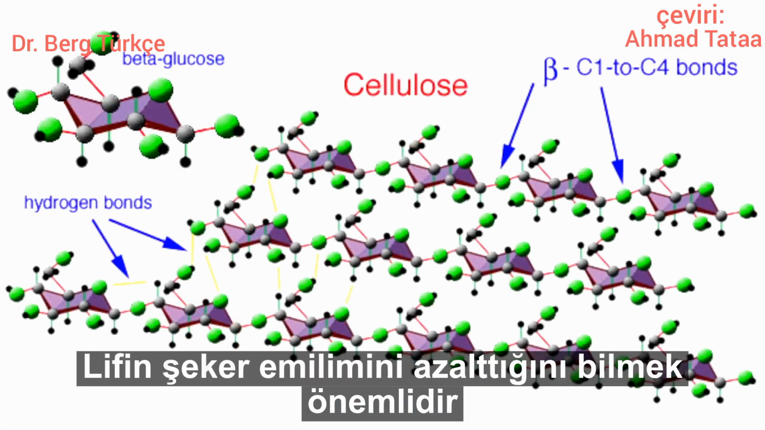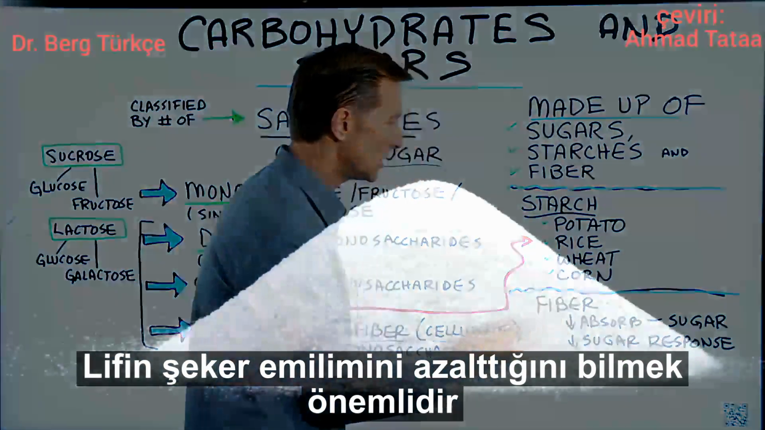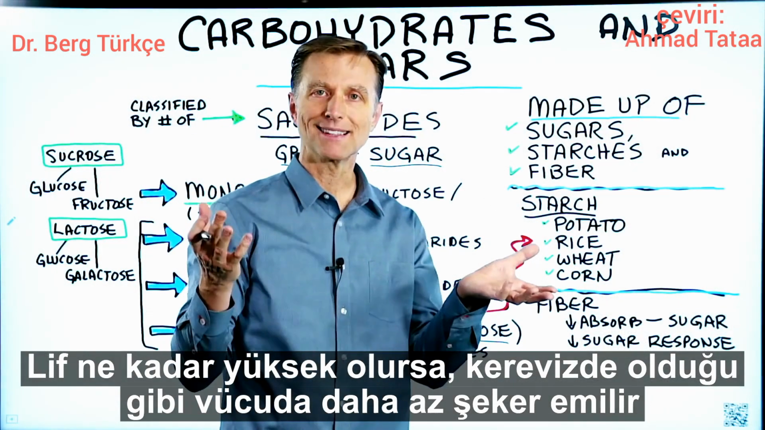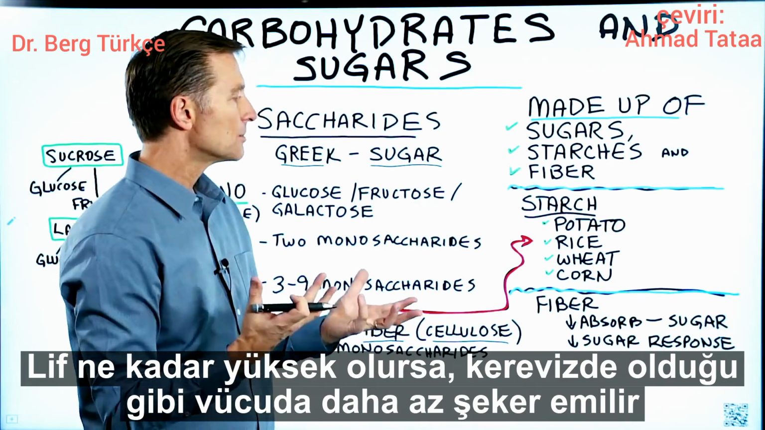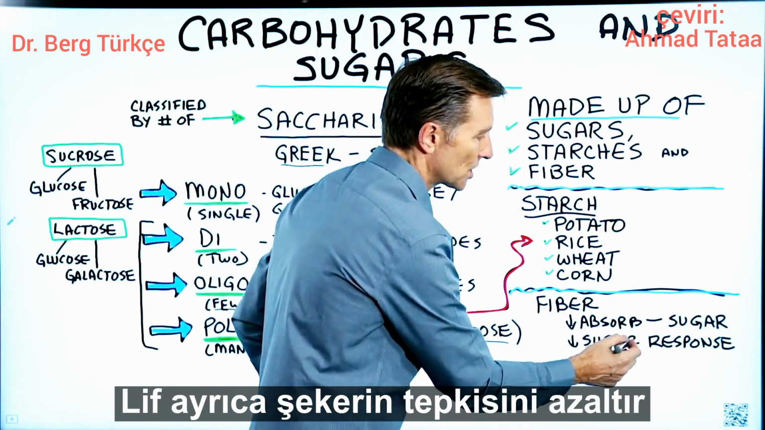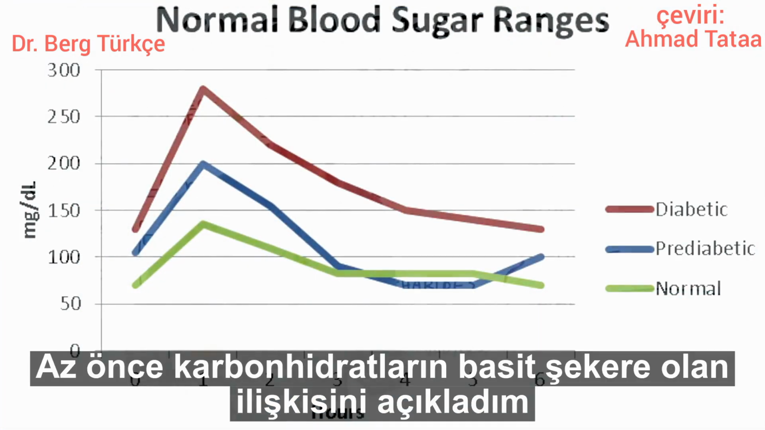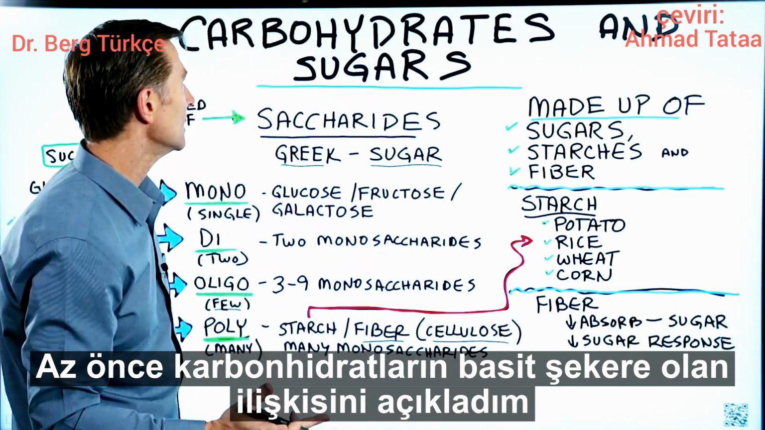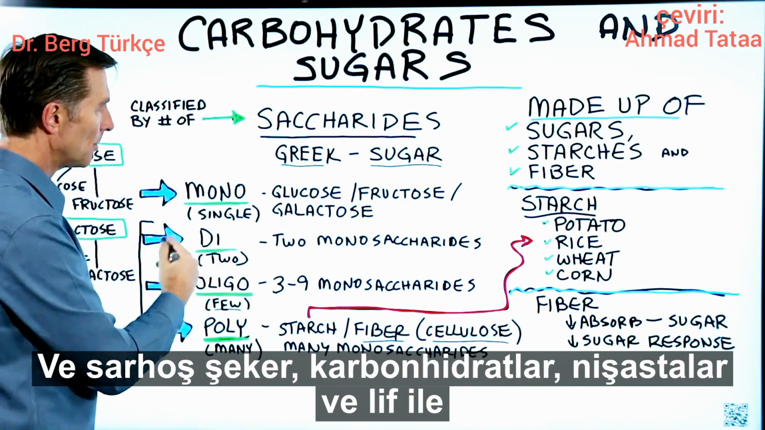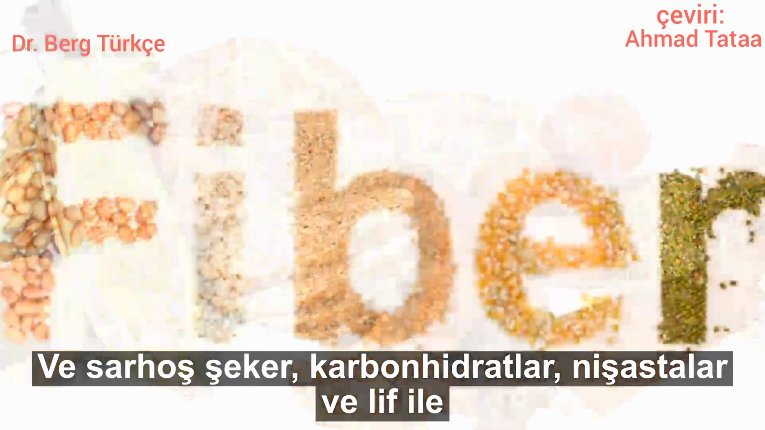The thing about fiber that you should know is that fiber helps decrease the absorption of sugar. So the more fiber you have, like in celery, the less absorption of sugar you're going to have. Also, fiber decreases the sugar response. So it decreases the sugar spike. Well, guess what? That's it. That's the complexity of a carbohydrate in relationship to a simple sugar, complex sugars, saccharides, starches, and fiber.